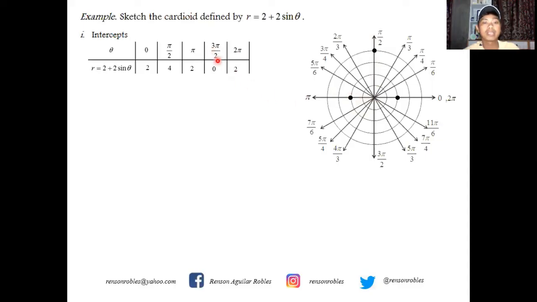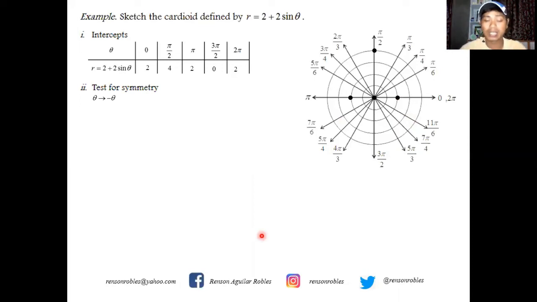Next, 0, 3 pi over 2. So this is 3 pi over 2, and then its point is located at the origin. Next, 2, 2 pi is the same as 2, 0. And then we test the symmetry.